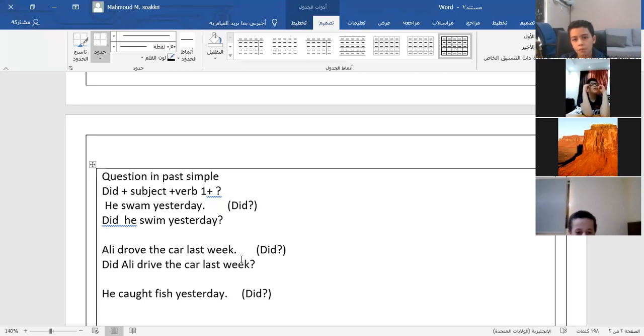Okay. Now I will ask Yasin Ahmed. Look here, the sentence: he caught fish yesterday. We want to start with did. Look at the examples. He swam yesterday. Did he swim yesterday? Ali drove the car last week. Did Ali drive the car last week? He caught fish yesterday. We want to make a question. So what should we write first? We should write did. After did, we put the subject. The subject here is he. So we say, did he?